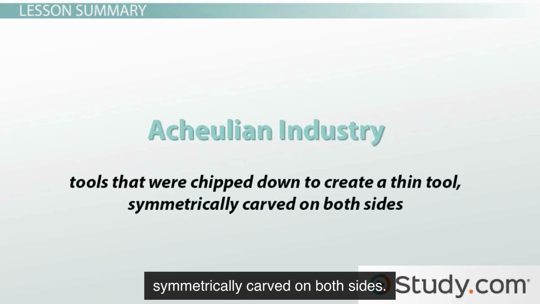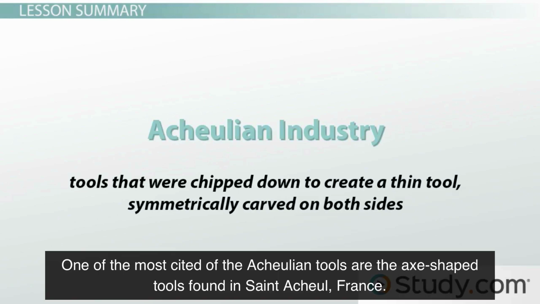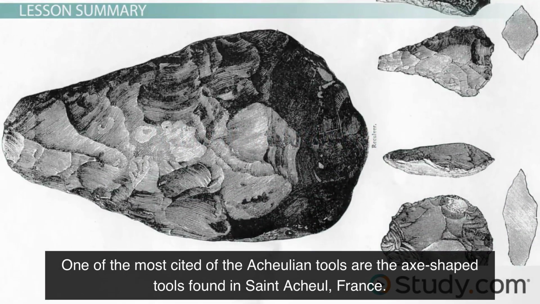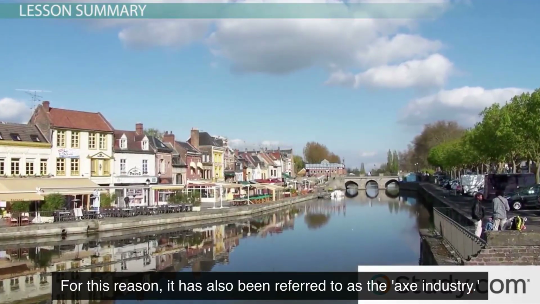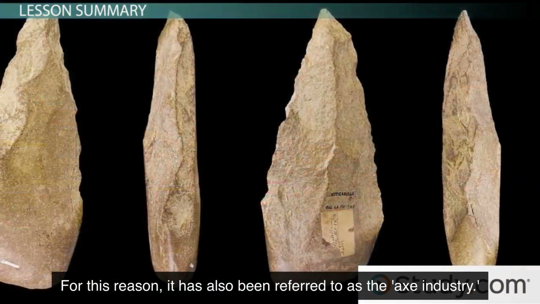Many of the most common Oldowan tools have been coined as pebble tools, the earliest known tools, which were made of very small stones. Next, there is the Acheulean industry, consisting of tools that were chipped down to create a thin tool symmetrically carved on both sides. One of the most cited of the Acheulean tools are the axe-shaped tools found in St. Acheul, France. For this reason, it has also been referred to as the axe industry.